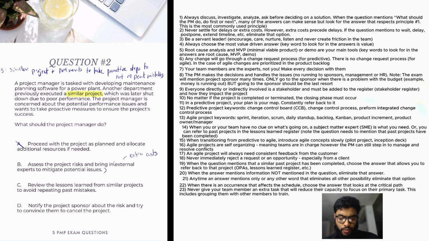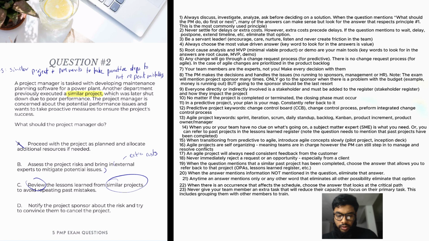Let's look at C. Review the lessons learned from similar projects to avoid repeating past mistakes. I love that. You're taking a step back. You have the keyword review. Lessons learned. You're using the similar project, basically. Lessons learned from the similar project. So you're using the components mentioned in the question. And you are avoiding past mistakes. By doing that, that's the PM taking a proactive measure.